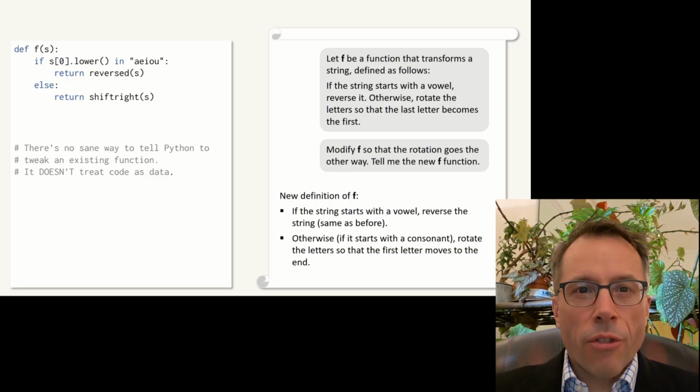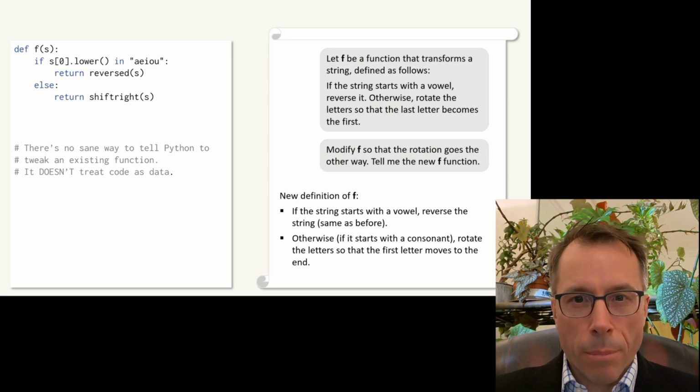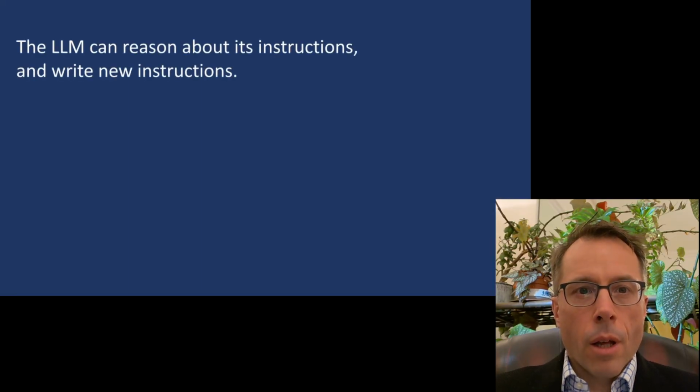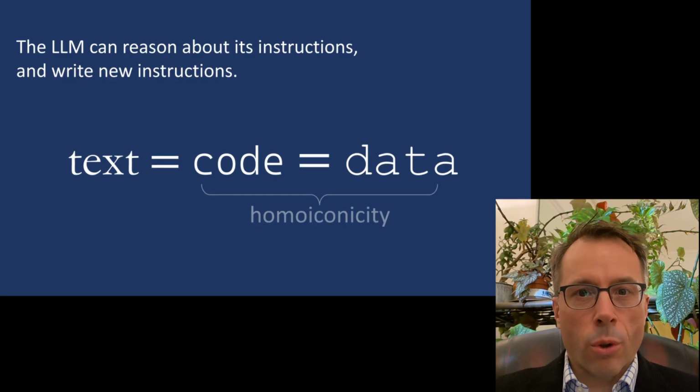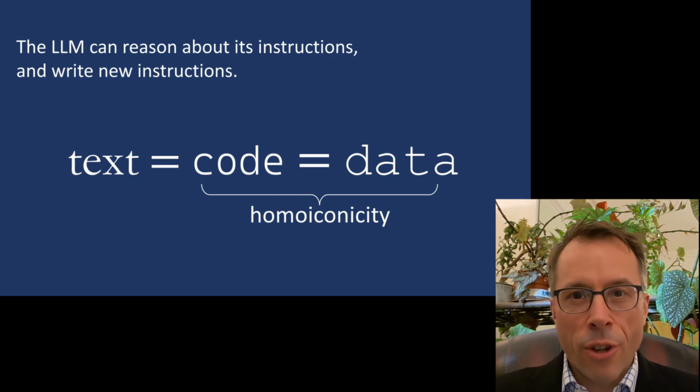The big lesson from this is that LLMs are unlike most other programming languages because they can reason about their own instructions and they can write new instructions. This is what code equals data truly means, what computer scientists call homoiconicity. There are a handful of other programming languages which work this way. The most significant of them is Lisp, which was invented in the 1950s and has been the darling of the first AI age. In Lisp, code was expressed as lists, and the fundamental data type was a list, and the name Lisp stands for List Processing language.